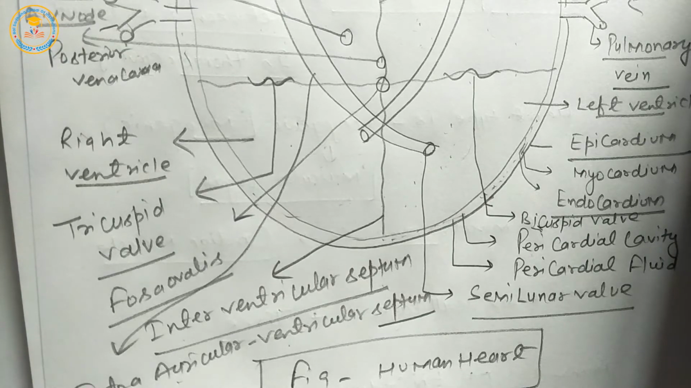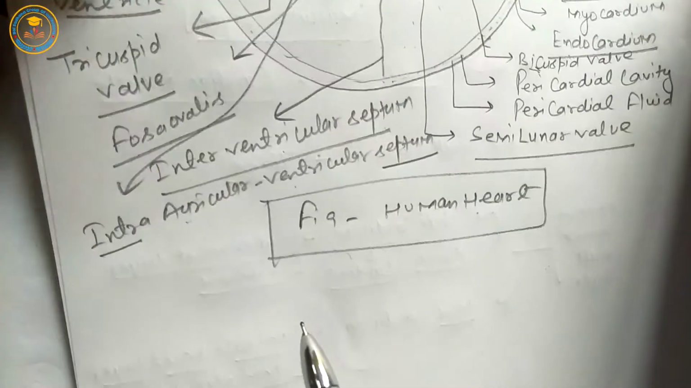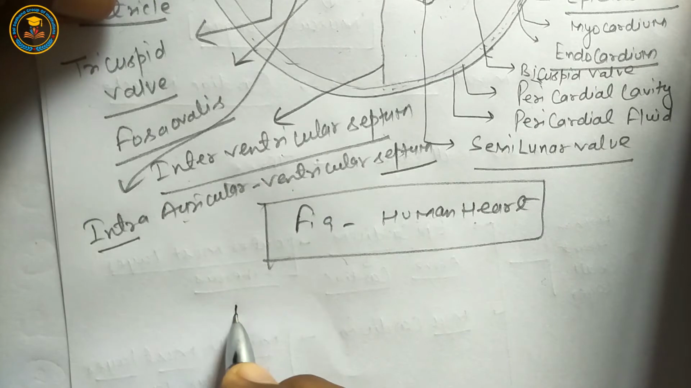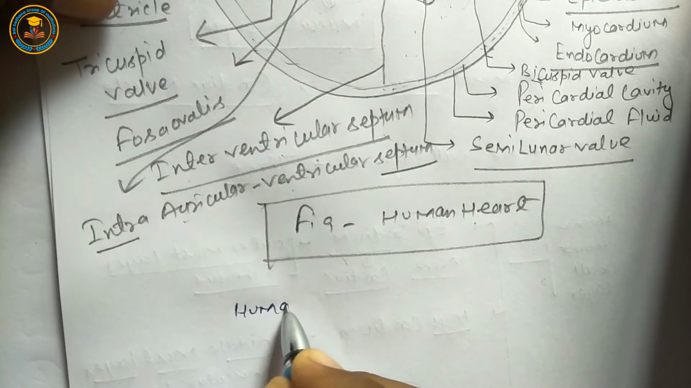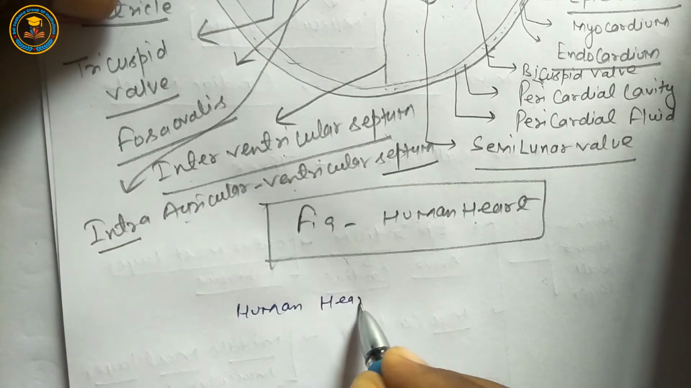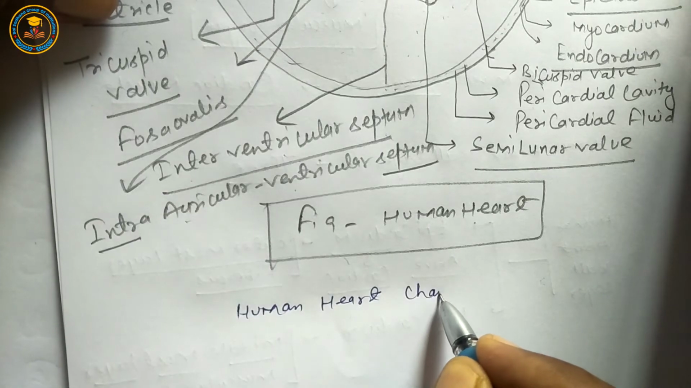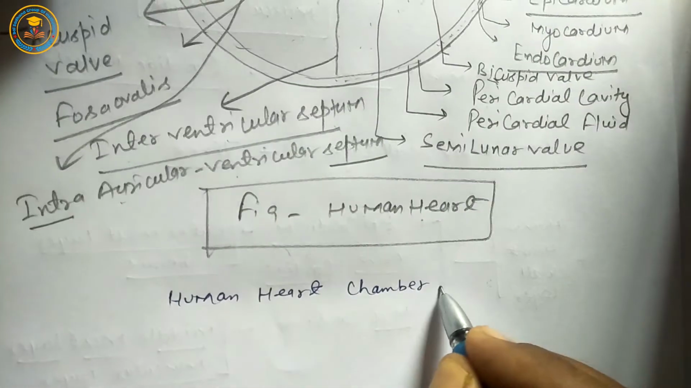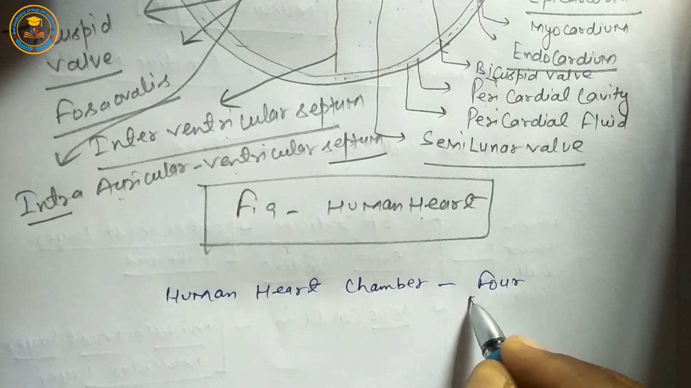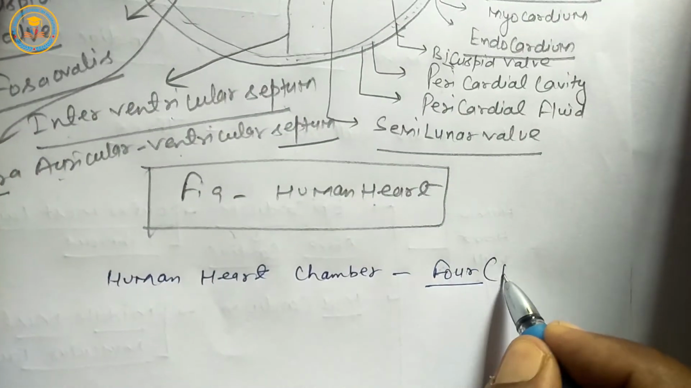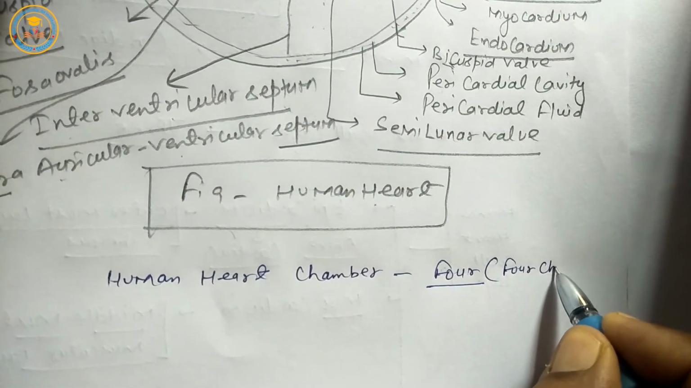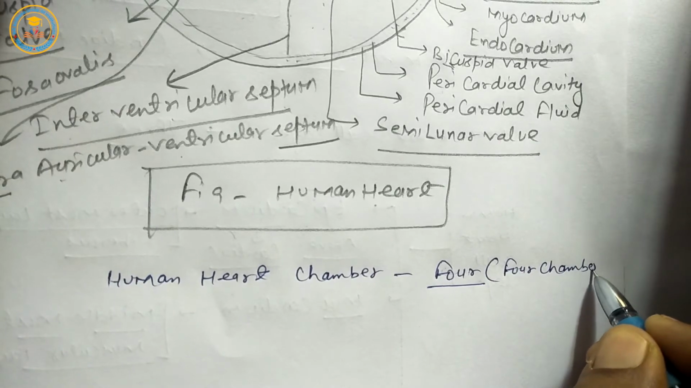First of all is the human heart chamber. The number of human heart chambers is 4. It means the human heart is a 4 chambered structure.